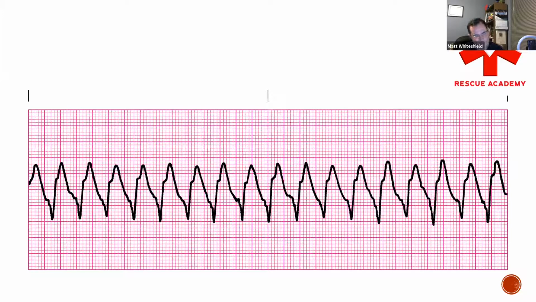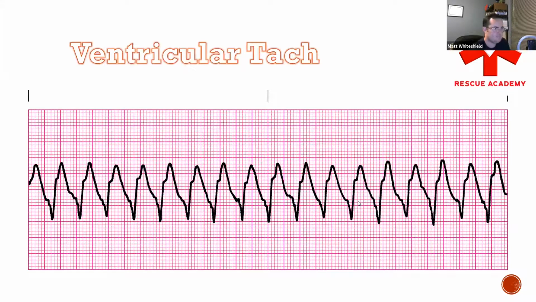Classic tombstones. What are you guys calling this? Remember, tombstones, they're monomorphic, meaning that they are the same every single time. This is classic Vtac. Monomorphic Vtac. Why? Because it, again, is the exact same in width. Look at the width between each beat. It doesn't change, which makes it monomorphic, and it's super wide. That's why this is considered ventricular. Monomorphic Vtac. All right.